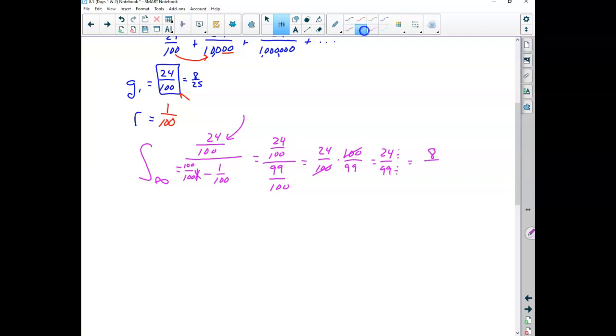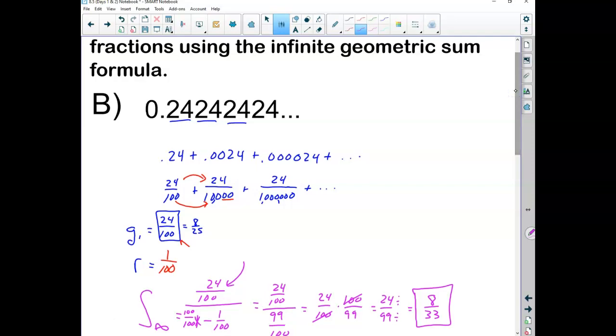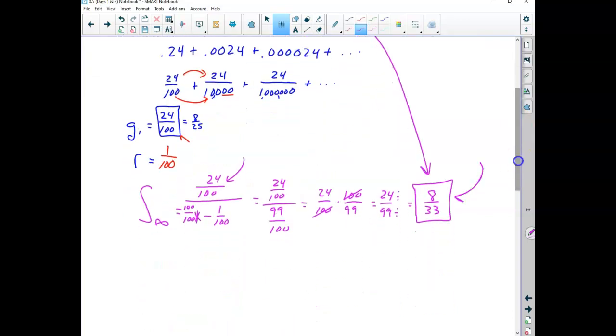I get 8/33. There it is. 8 over 33 is, as a decimal, 0.24 repeating. However, I can't type 0.24 repeating technically into my calculator. Some teachers have told you in the past, well, just write a whole bunch of them and it'll do it. Now, it's going to get in there as a rounding factor, but what you want to do is type it in as a fraction so we know what it is, okay?